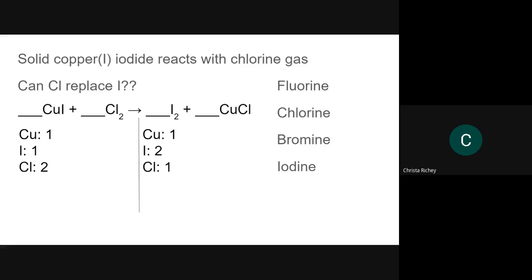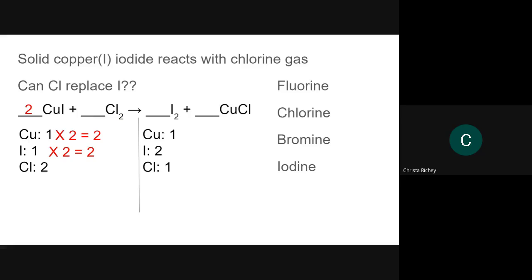Is copper okay? Yes. Is iodine okay? No. How are we going to fix the iodine? Times it by 2. Times it by 2 on this side? Yes. That 2 goes in front of the copper iodide. So what else does it change? The copper. Do not forget to distribute. If there's something else in the compound, it's times that number also.